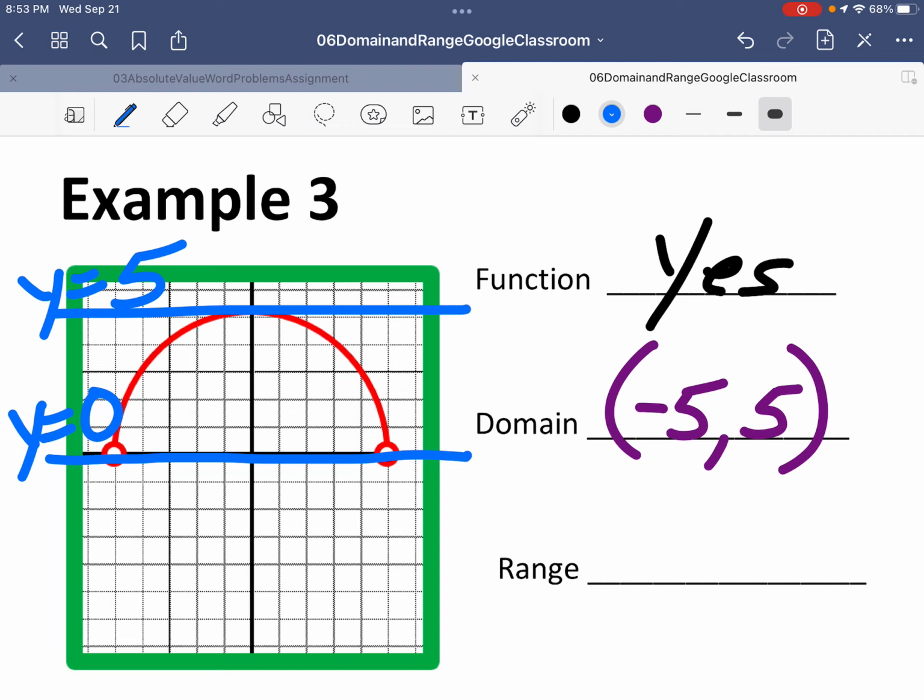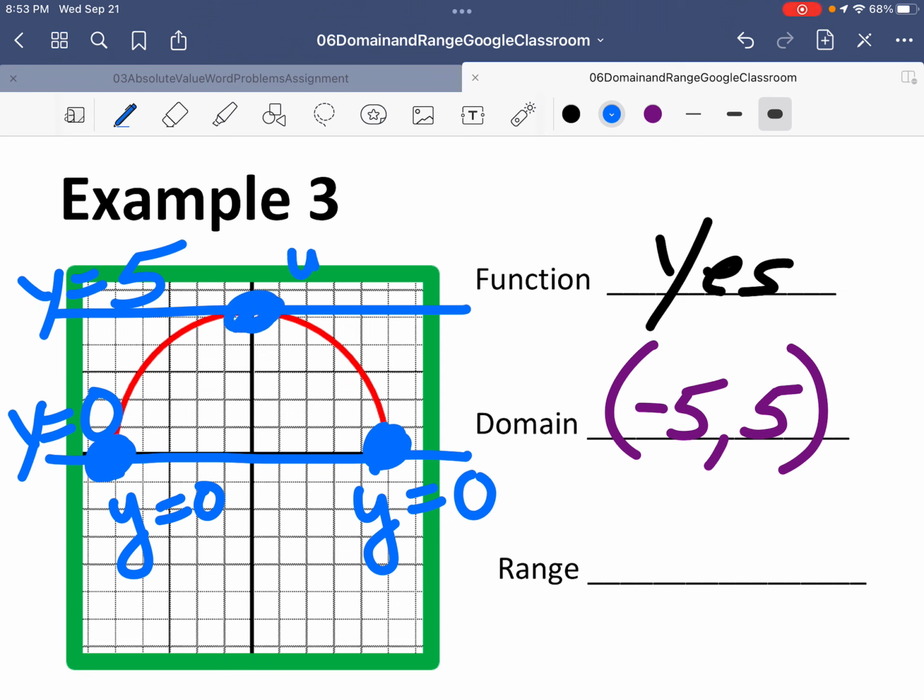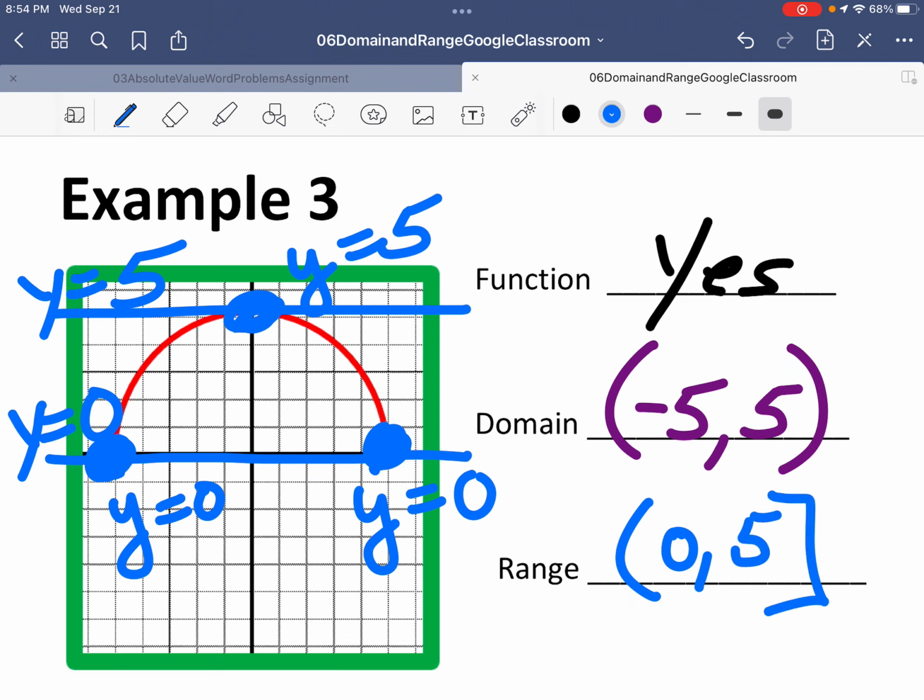Now, some kids would still focus on, for example, this point right here, or perhaps this point. If you are focused on any of those points, you want to still conclude that y equals 0 is the lowest that the graph goes. And if you're focused on this point, you want to recognize that y equals 5 is the highest that it goes. That's the same thing that we just said, that the graph is between 0 and 5. Now, it's not going to be able to equal 0, so we use a parenthesis, but it can equal 5, so we'll use a bracket.